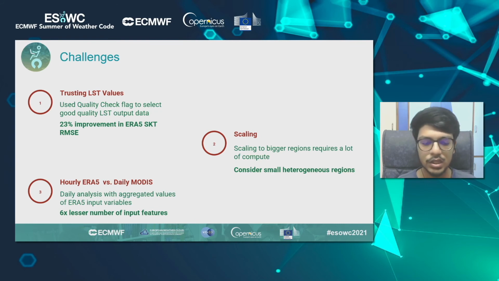And the third challenge is that ERA5 is an hourly dataset. It gives you values for each and every hour, whereas MODIS is on a daily basis, and also sometimes the data is missing for some regions, due to cloud cover or bad quality data and so on. So this is again a challenge, and we are trying to impute or aggregate values or use neighboring values to impute the values which are missing, and in that way give us more data.